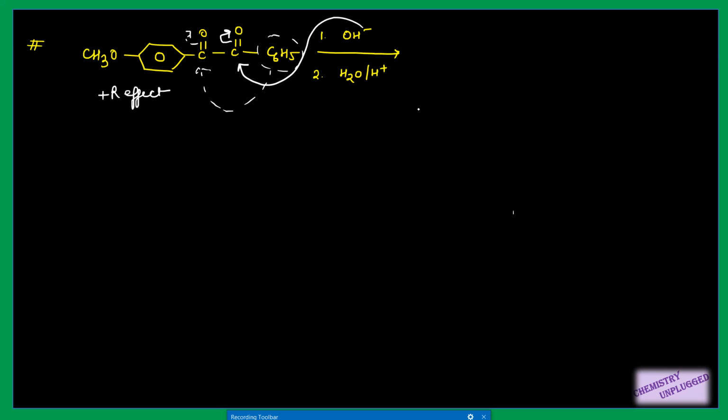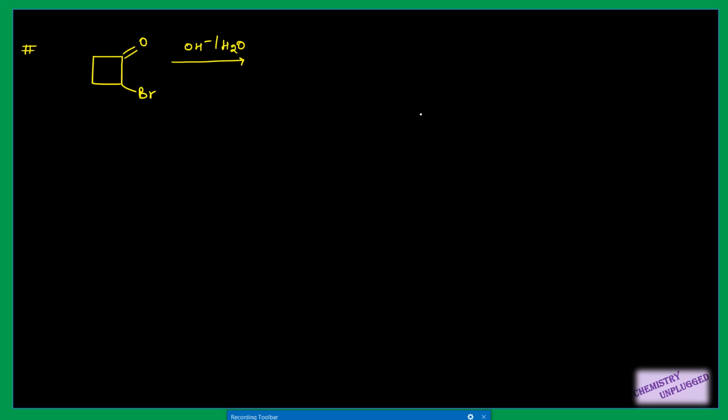The rest of the reaction you can easily do. Then the next reaction is very interesting. This time we don't have any 1,2-dicarbonyl system, we have a halogen at the alpha position. So what type of product can we get in this reaction? The first possibility is simple.